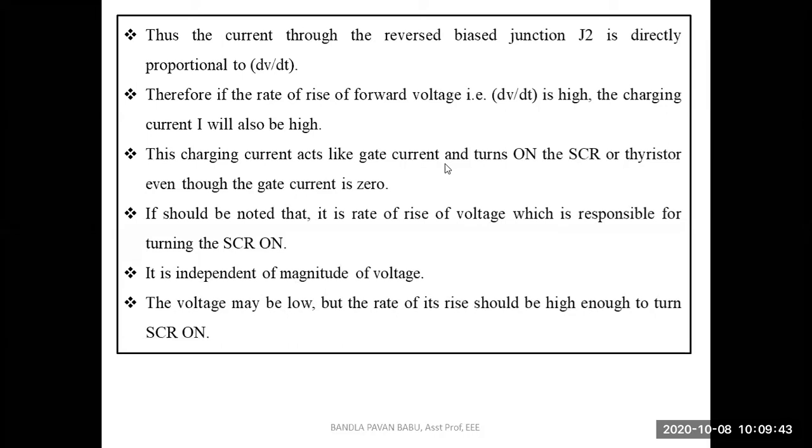So this leakage current, the forward leakage current, will be exceeded, and finally it reaches the maximum anode current. So that is how it happens. It is independent of the magnitude of voltage. So this voltage is independent of the main voltage there.